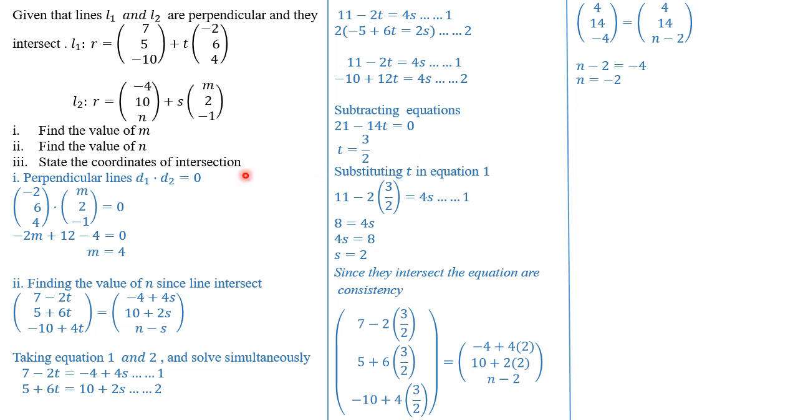All right, so now item 3 says state the coordinates of intersection. The coordinates of intersection is very simple. We are just going to return to this part here. So you can take (4, 14, minus 4) as your point of intersection. That's your point of intersection.